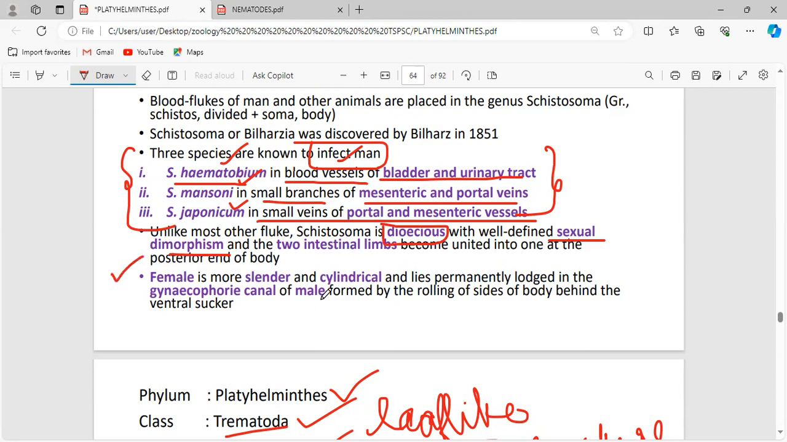Now, the female and the male are always attached with each other. The female is slender and cylindrical and is completely attached with the male via the gynecophoric canal. This is the name of the canal through which the female is attached with the male. So this point is very important. Just make a note of it.